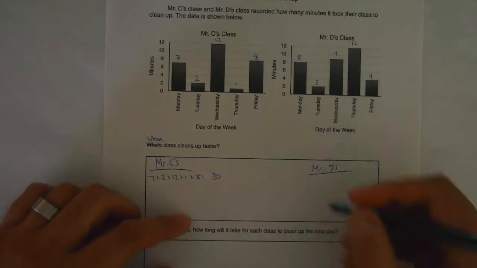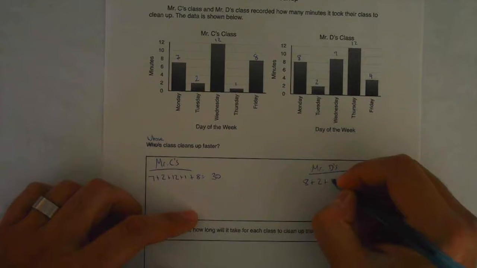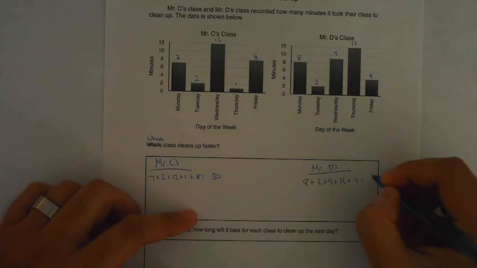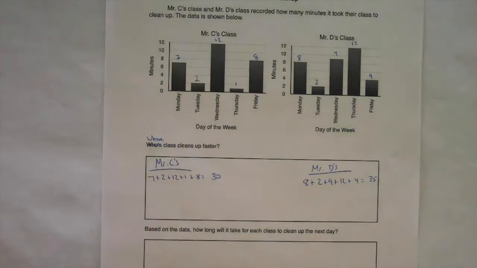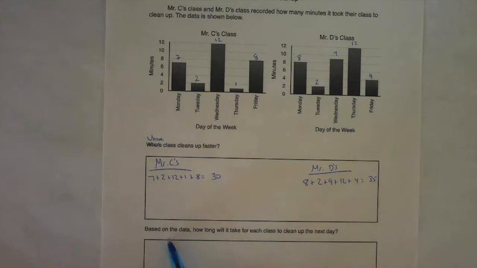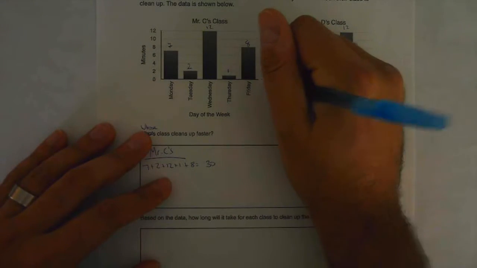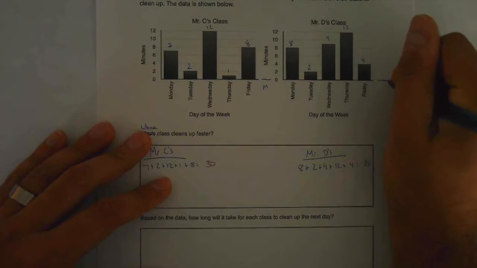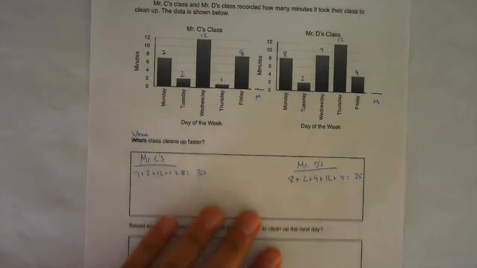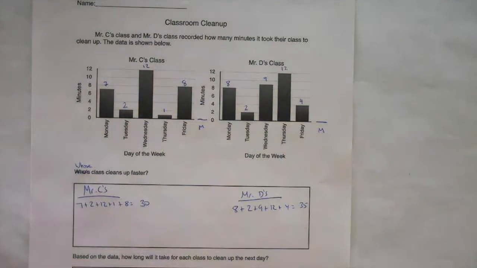Mr. D. So if we add up Mr. D's class, it's 8 plus 2 plus 9 plus 12 plus 4. That gives us 35, right? So now, the next part of the question asks, based on the data, how long will it take for each class to clean up the next day? What is the next day? Monday. Okay, so we're going to pretend there's another little bar here, and I'm just going to label it M. How many minutes should it take for each class to clean up on Monday?